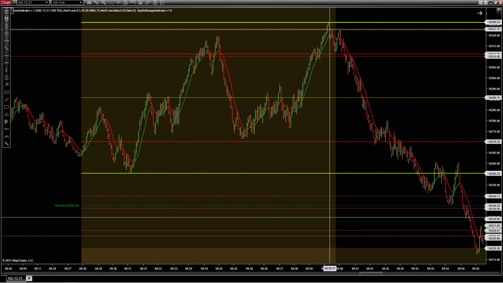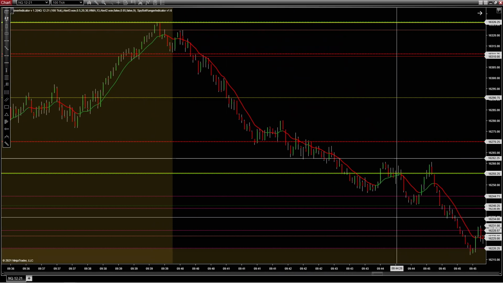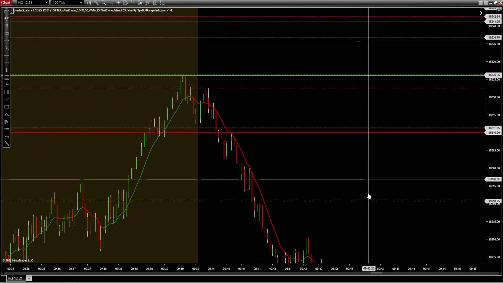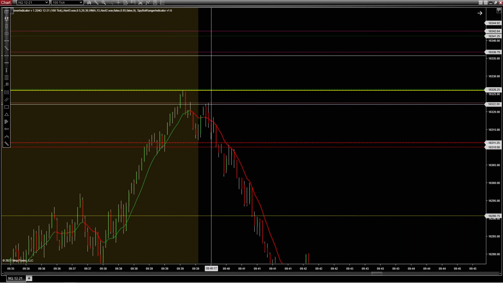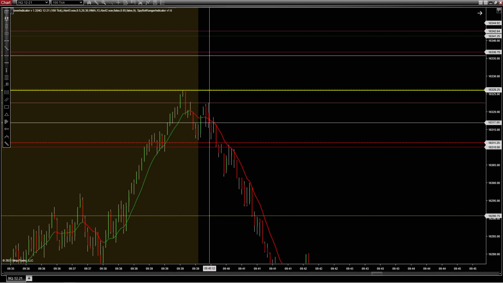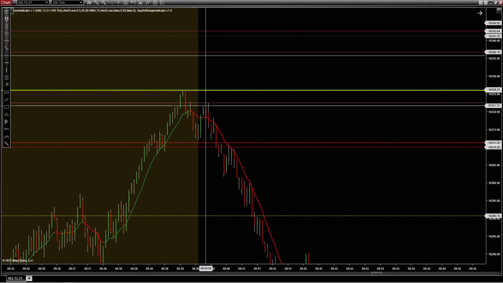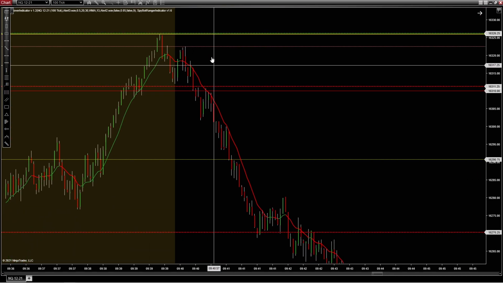But at this top, when we come down, and then we come back up and we made a lower high, and then we come back down to here, that is a very good indication you're going to sell off. When you make that lower high, that's a real good indication.